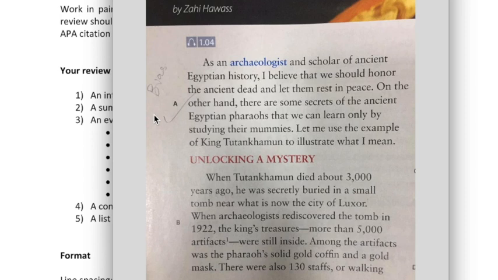Some other people say we shouldn't study the mummies because we should let them rest in peace. We shouldn't dig their graves. So if you think Zahi Hawass is being biased, you justify why. Because he is an archaeologist, that is what he does, and that is why he says that we should study the mummies and dig their graves. If you think he is being neutral, you justify why he is being neutral.